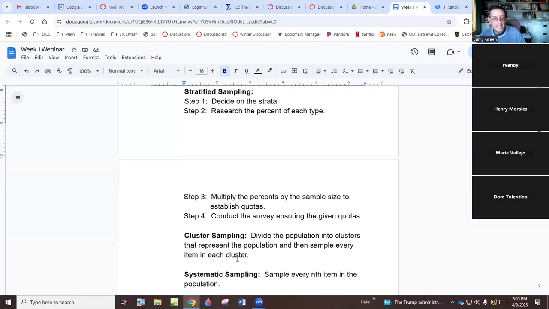Okay, then there's cluster sampling. Cluster sampling is actually really important in education. So let me explain what it is. It means you divide the population into clusters. Clusters, by the way, if you don't know that word, that means groups that represent the population, and then sample every item in each of the clusters that you selected. So let me tell you where this is especially done, and that is if you want to survey students at a college. What do you think the clusters would be? The standard clusters if you're going to be surveying students at a college or a university?